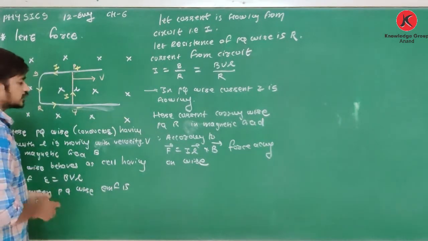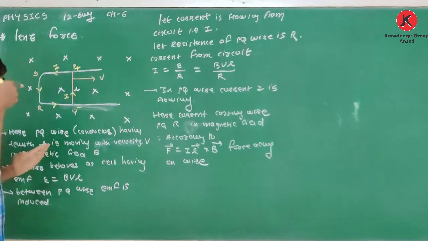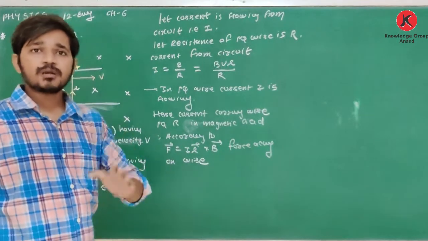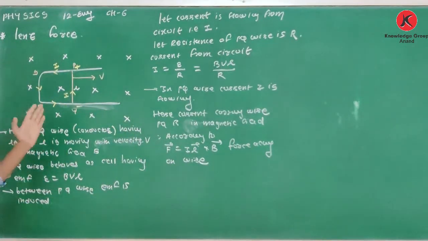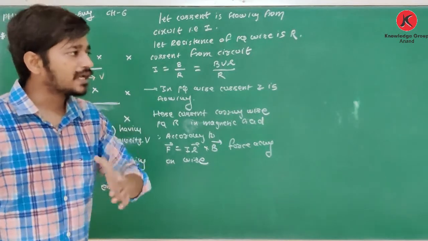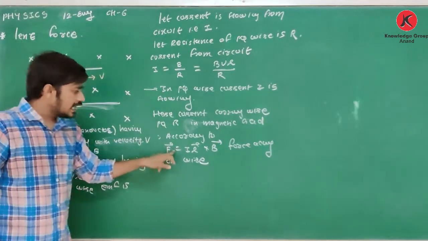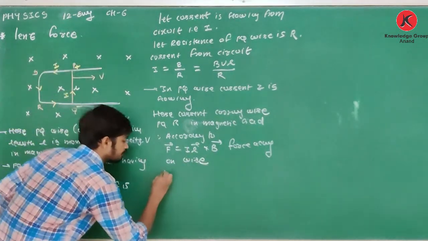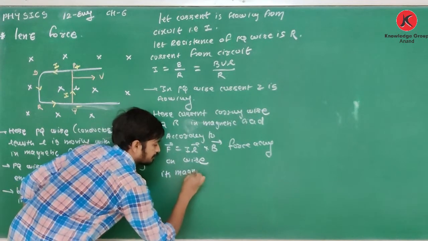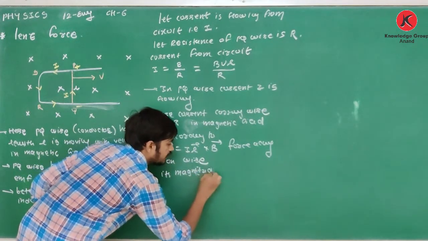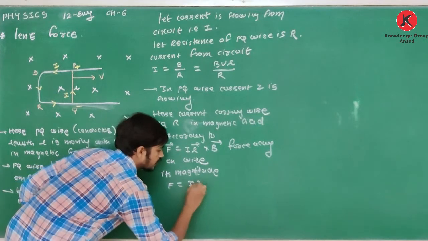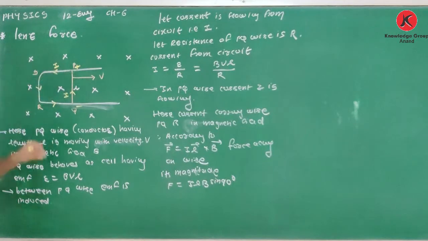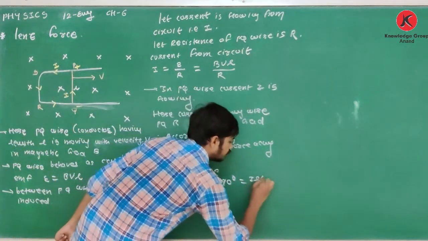What is the magnitude of this force? The magnetic field is perpendicular, inside. In the last lecture we discussed that its length and its velocity are perpendicular to the magnetic field. Then how to write the magnitude of F equal to IL cross B? F equals ILB sin 90. Why sin 90? Because this length is perpendicular to the magnetic field. So F equals ILB.